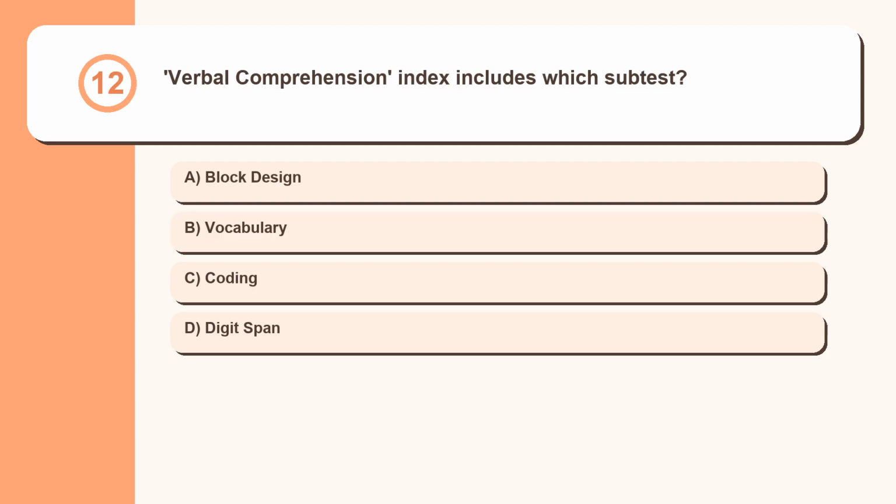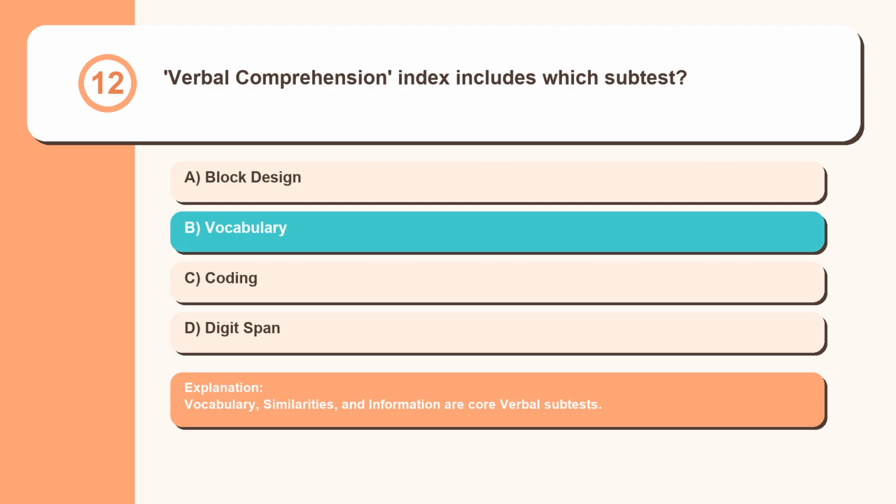Question 12. Verbal comprehension index includes which subtest? Block design, vocabulary, coding, digit span. Vocabulary, similarities, and information are core verbal subtests.